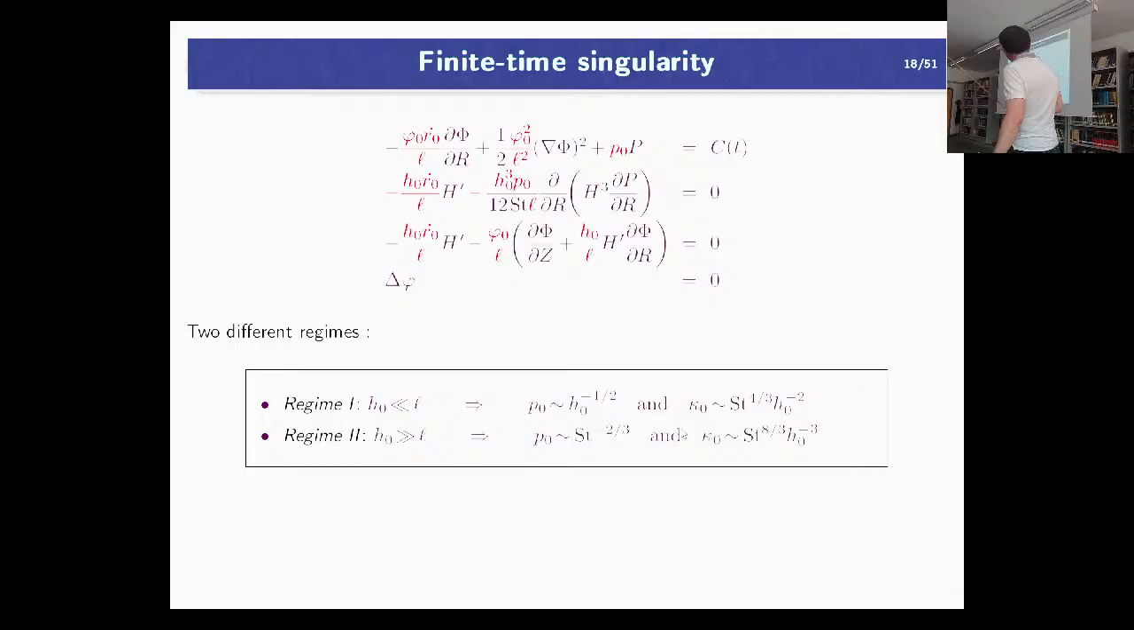So here I reported the same system of equations. What I call regime 1 is the case where H naught is much smaller than L. So the thickness is much smaller than the radial extension of the contact zone. Then this term can drop, and the system of equations for phi naught, L, R naught, etc., H naught is closed. And we find the following scalings. The pressure goes like H naught to the minus 1/2, and the curvature like H naught to the minus 2, which is consistent with what we saw numerically.